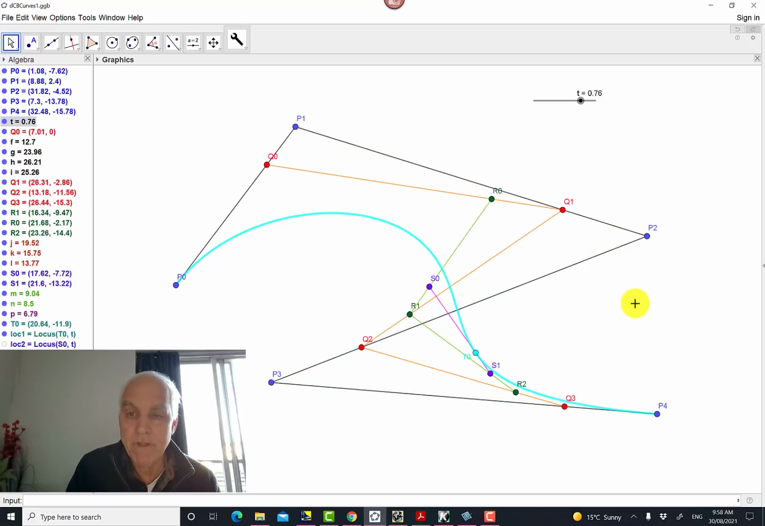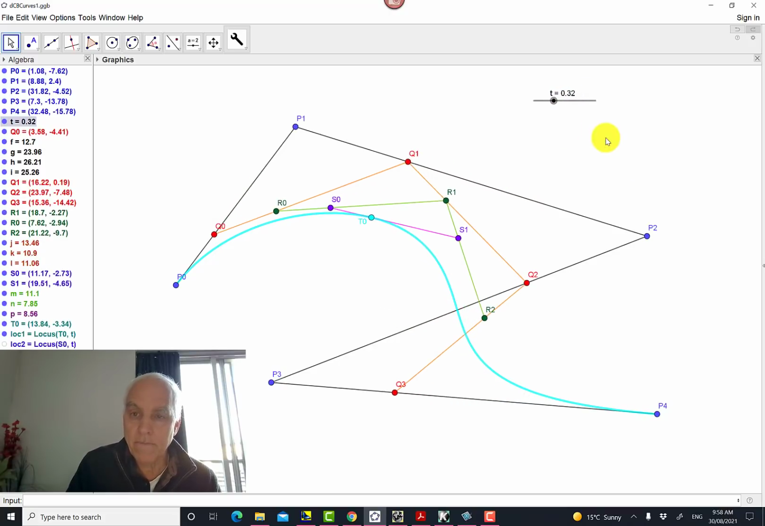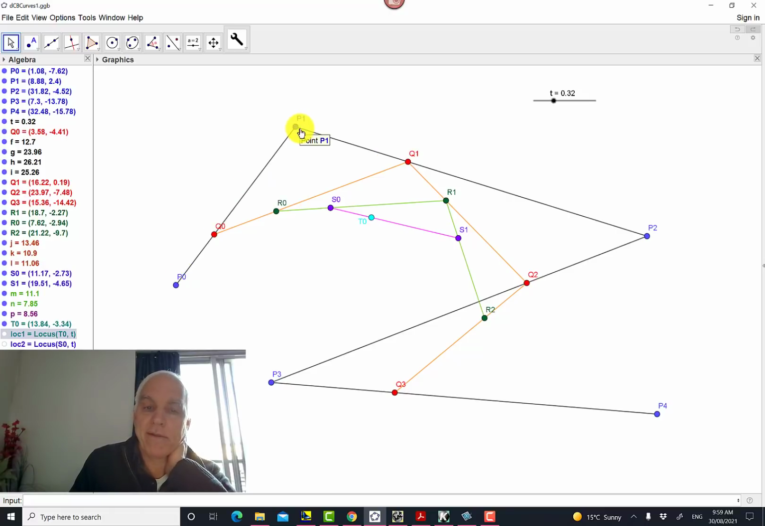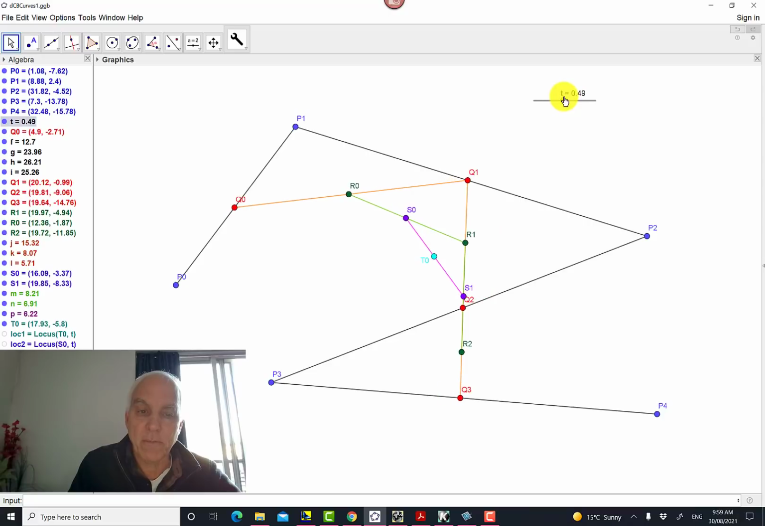Now, let's stop this animation. And I want to show you some other points. So I'm going to turn off this locus here and look at a simpler thing. Suppose that we just look at a simpler, lower dimensional or lower degree situation where we only have two control points, P0 and P1. In that case, there's only this one intermediate point Q0, and it's kind of obvious what Q0 is doing. Q0 is moving from P0 to P1.